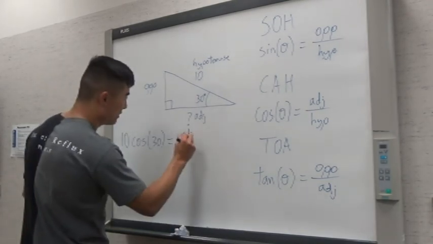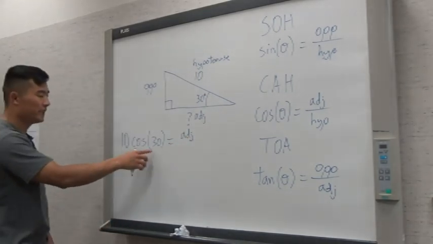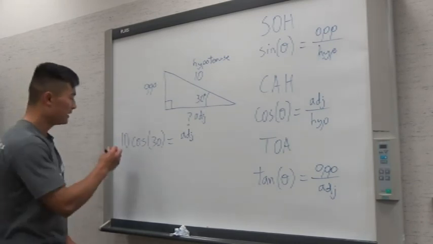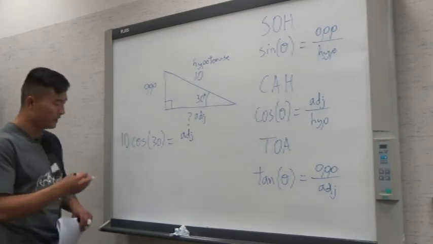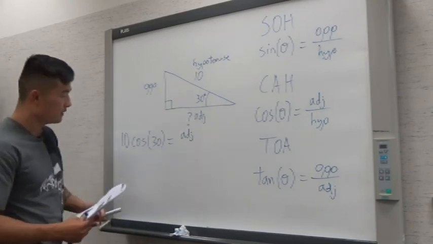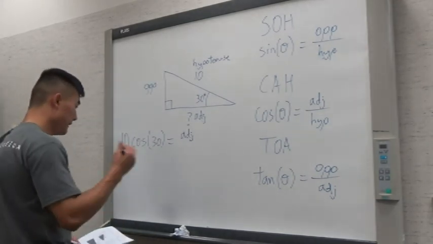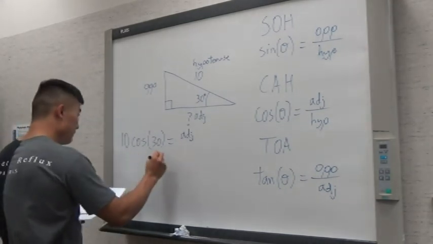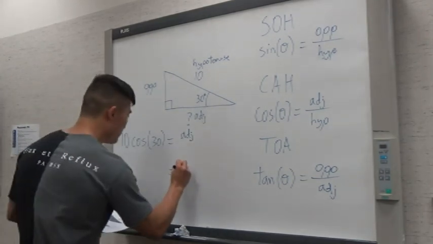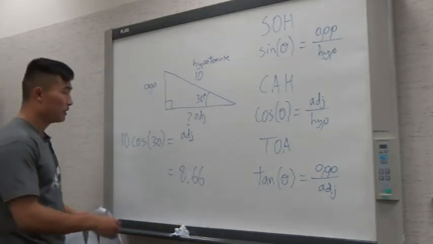So when you do this in your calculator, if you just enter in 10 cosine 30, the calculator automatically multiplies it for you, so you don't have to do 10 times cosine 30. You can just enter in 10 cosine 30. The 10 times cosine of 30 is going to equal 8.66. All right.